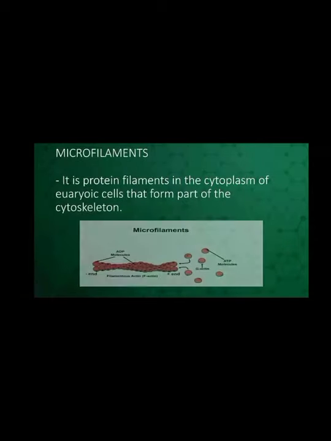So we have microfilaments. They are protein filaments in the cytoplasm of eukaryotic cells that form part of the cytoskeleton. The functions of microfilaments include cytokinesis, amoeboid movement, cell motility and general changes in cell shape, endocytosis and exocytosis, cell contractility, and mechanical stability.